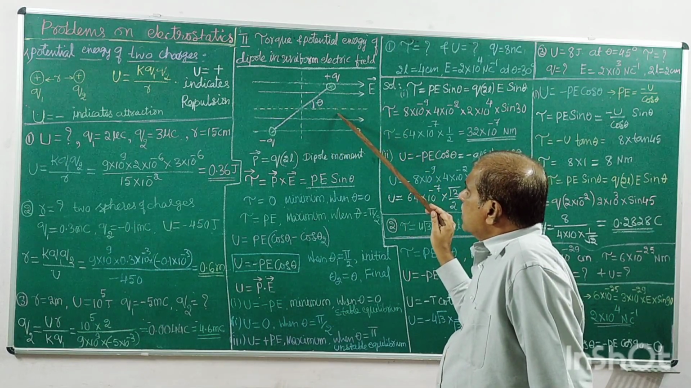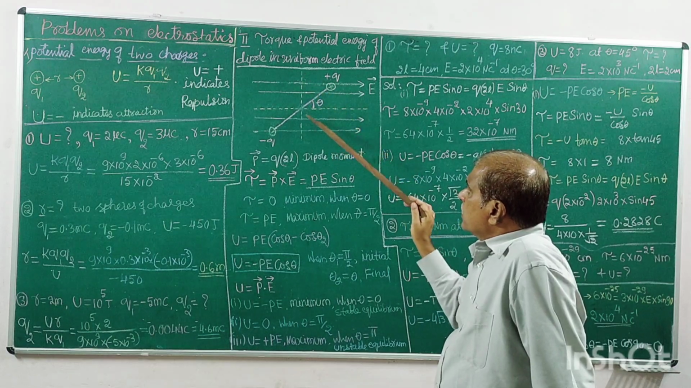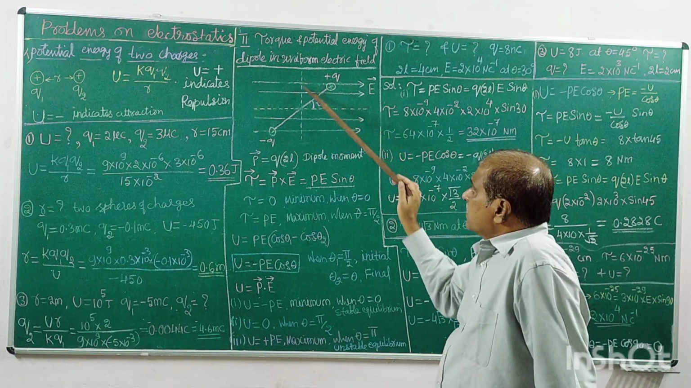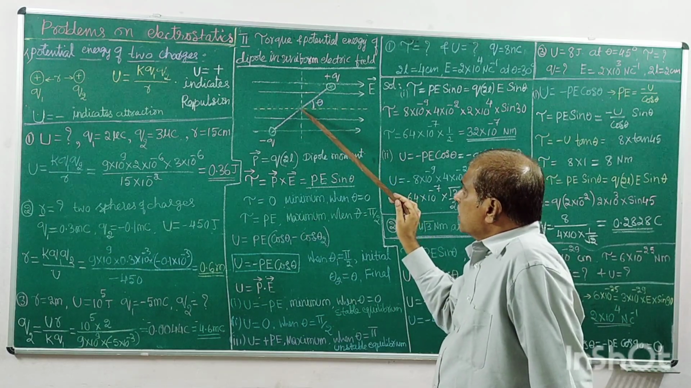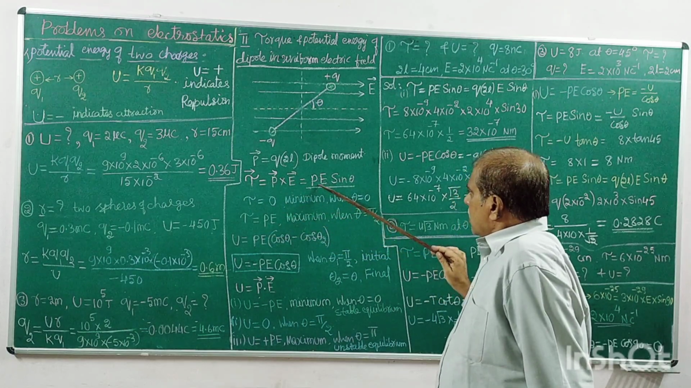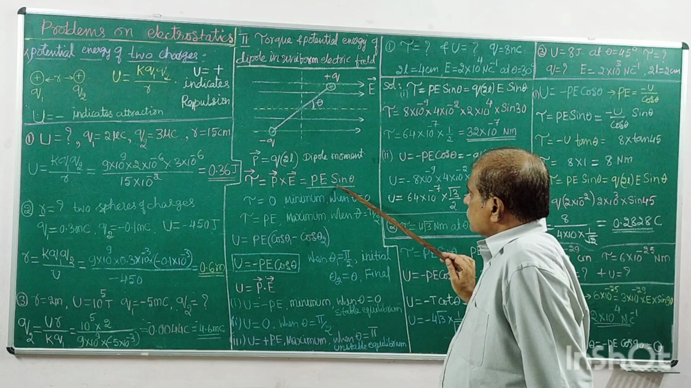So this dotted line, and there is one more dotted line. This line is perpendicular to the electric field, and this line is parallel to the electric field. As reference, lines in the electric field are drawn passing through the center of the dipole. So PE sin theta, that is the one.